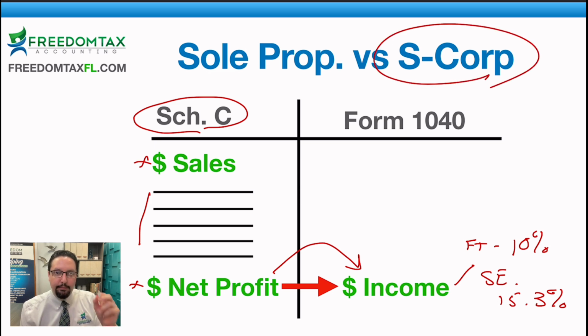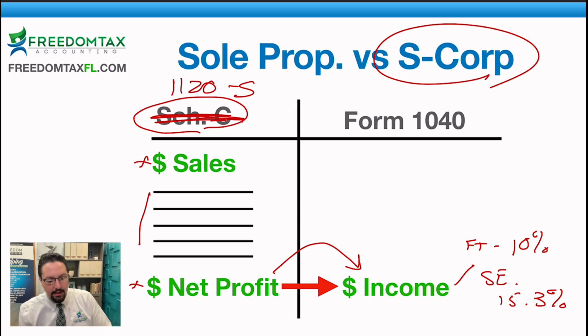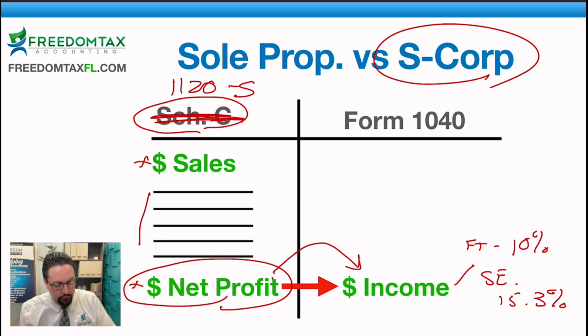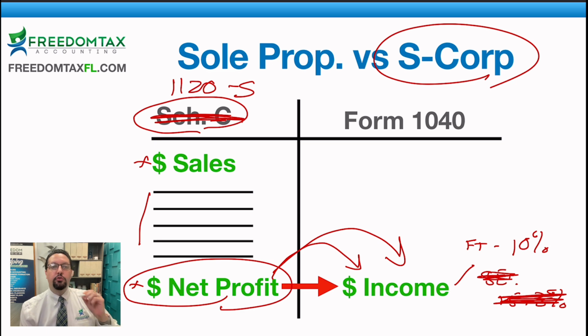Now, what happens when you convert that sole proprietorship into an S corporation? It's similar. You don't file Schedule C. Now you file Form 1120S, which is a separate form, which unfortunately is a lot more complicated and a lot more expensive. And here, the net profit also gets reported under your personal tax, with the main difference that you do not pay self-employment tax. So you automatically save 15.3% in taxes.